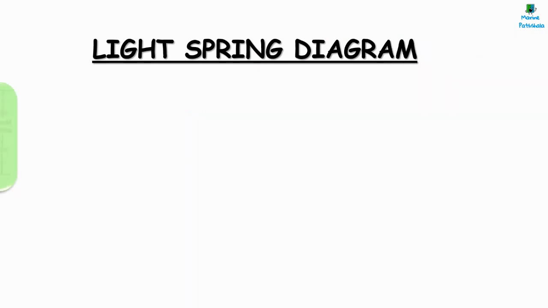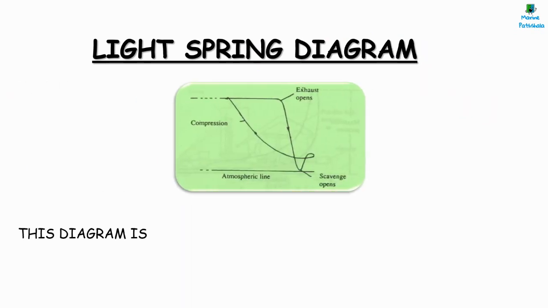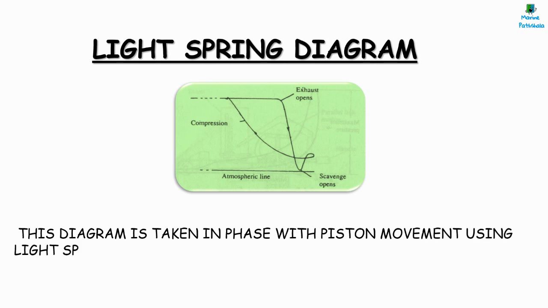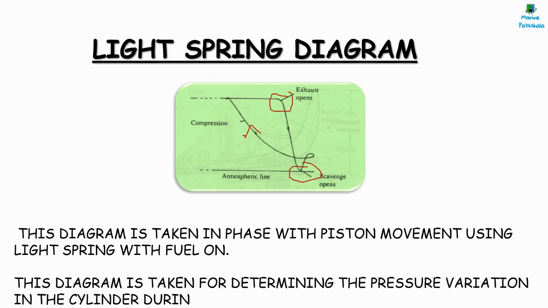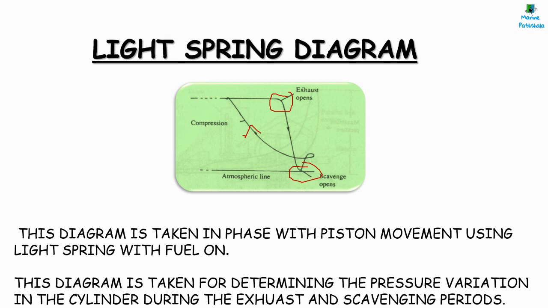Light spring diagram. This diagram is taken in phase with the piston movement using a light spring with fuel on. This is compression, exhaust opens here, scavenge opens here. This diagram is generally taken for determining the scavenge and the exhaust conditions during the cycle.